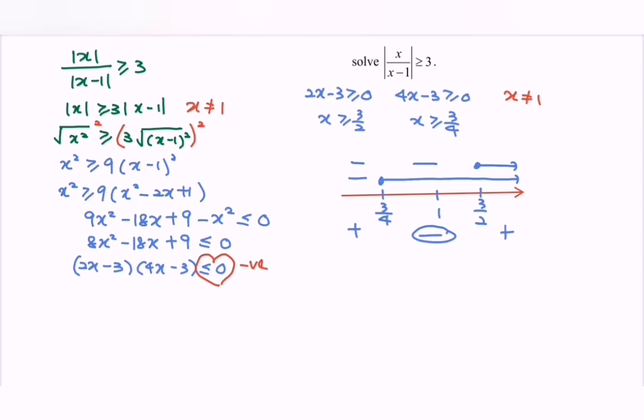Do remember, not include the 1. So the answer would be, start from 3 over 4 until 1, union, start from 1 until 3 over 2. Do remember, 1 is not included. So that is the alternative solution if the question didn't mention using the definition.